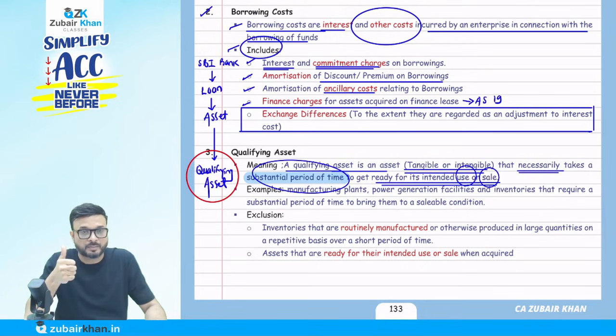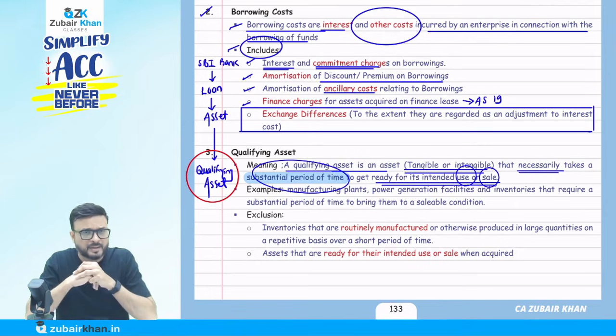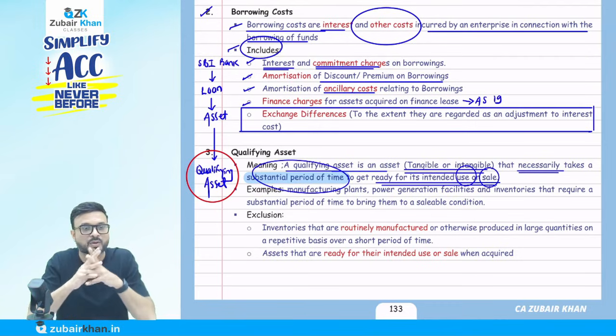Now let's take machinery. We took a loan to purchase the machinery. Is the machinery a qualifying asset? No, because when you purchase the machinery, it is already ready to use, or it will not take 1 year to get ready to use. Machinery is not a qualifying asset.